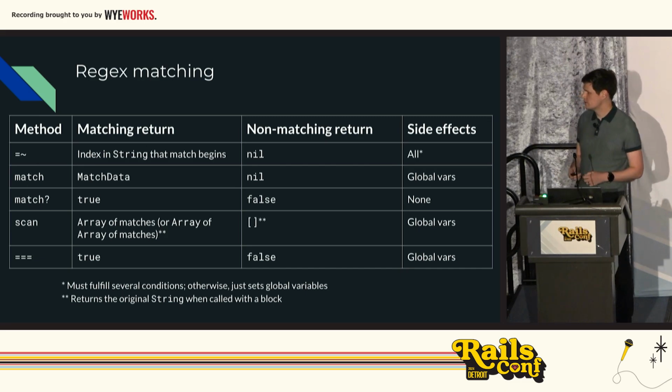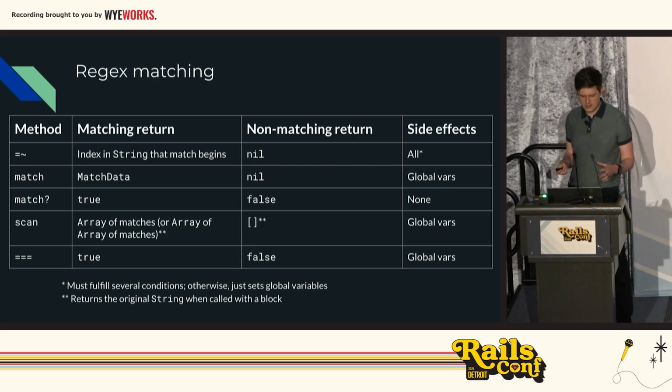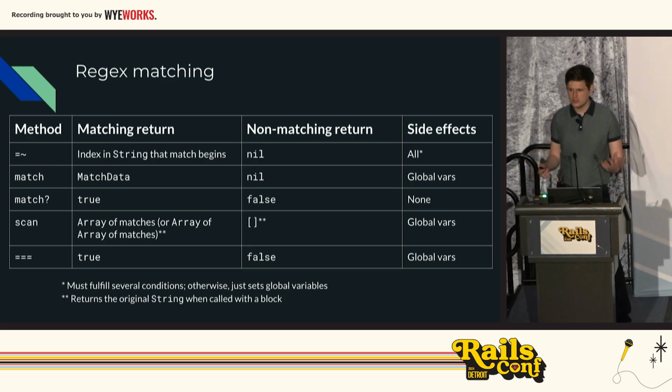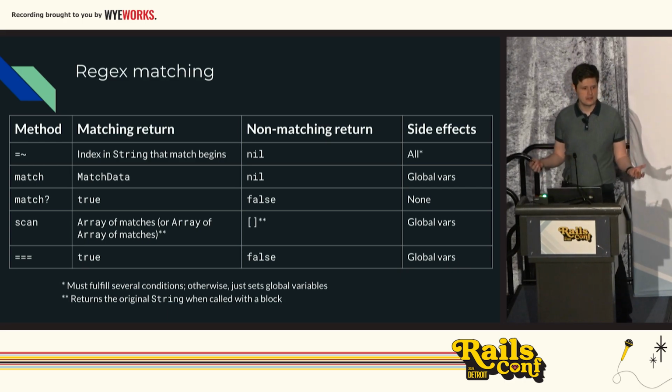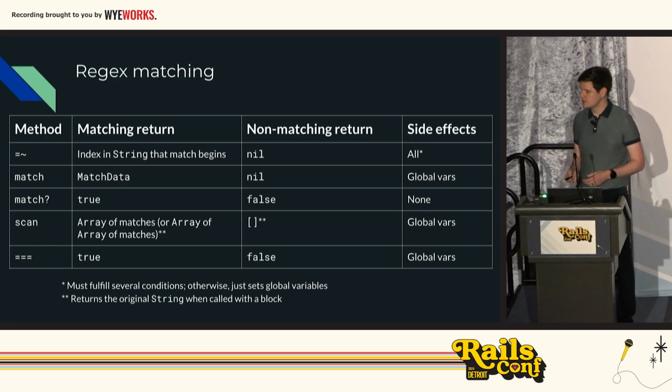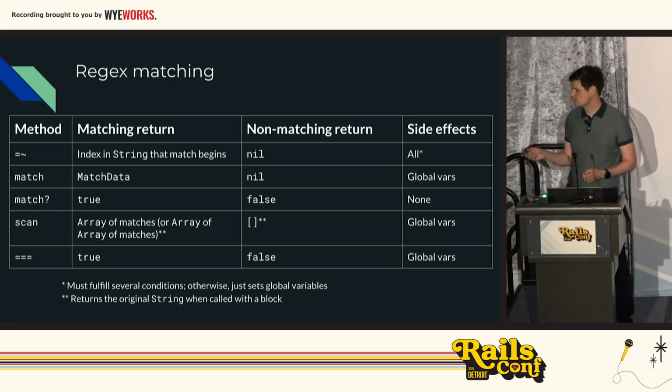Now, when we look at all of their return values, we can see they're somewhat different. We might get match data, we might get an index, we might get a Boolean, maybe we even get an array. So that's kind of where our general usage, our semantics is really important. What do we actually want and need when we do this match? But the other thing that's kind of interesting about all of these is the side effects column. So we've got all, we've got global variables, we've got none, and we're going to look at what those mean in a little bit.